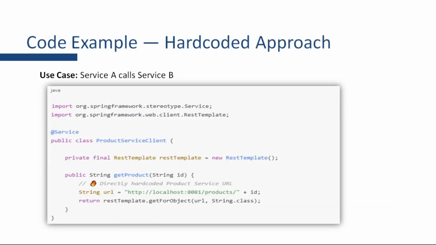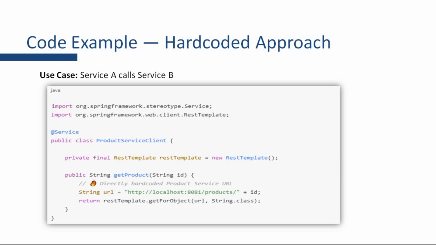Now have a look at this code snippet. As we know, a RestTemplate is a simple HTTP client provided by Spring that helps us make REST API calls like GET, POST, and so on. Here we are creating a RestTemplate object which lets us send HTTP requests. And since we are not using service discovery, we are creating it manually instead of letting Spring automatically configure it.